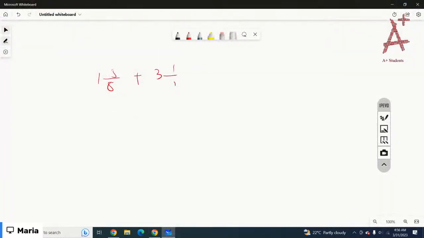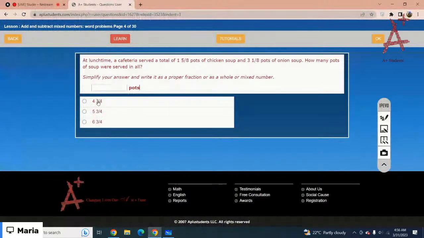Got it? So they have like denominators. Just add their whole numbers. 3 plus 1 is 4. 5 plus 1 is 6. 4 whole 6 over 8. Got it? Divide them by a common number. That would be 2. It would be 4 whole 3 divided by 4. Got it? So the correct option is 4 whole 3 over 4. So option number 1 is the correct option.